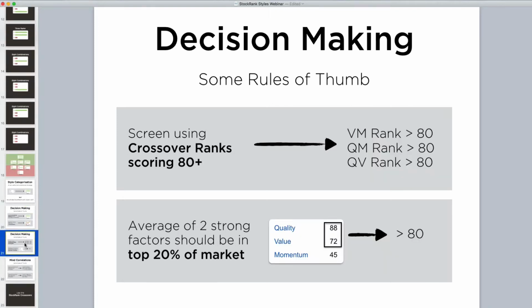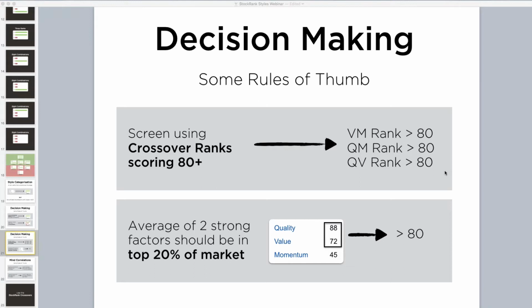So I'm often asked, what are the decision-making rules of thumb? I'll be talking a little bit about the crossover ranks today, because while you can screen for the value rank, the quality rank, and the momentum rank, we've got some two-factor, what we call crossover ranks, which blend value and momentum. So rather than screening for a stock with strong value and strong momentum using two rules in the screener, I might prefer to use the value and momentum rank, which we call the VM rank. If you don't know what I'm talking about, I'll show you in the screener. But essentially the VM rank finds shares that have generally good value and good momentum. So I might use these kind of scores: VM rank greater than 80, QM rank greater than 80, QV rank greater than 80.